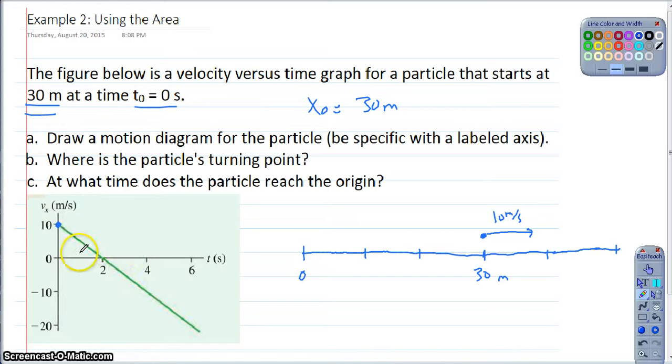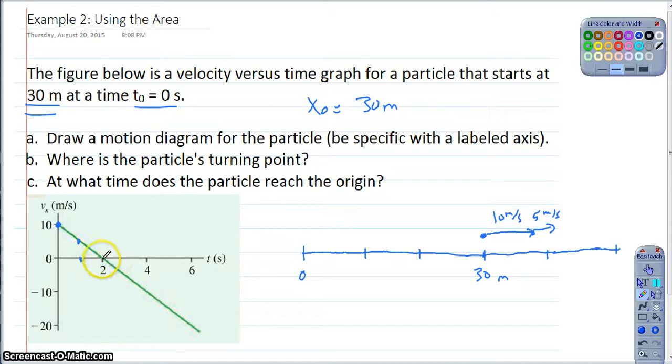After 1 second, so if this is 1 second, I know my velocity is now just 5 meters per second, right? Okay, so my velocity has slowed down a little bit. So my velocity now is not nearly as long. It's only 5 meters per second. We do want to try to be specific with some of the information.